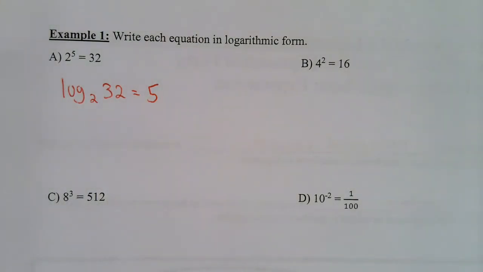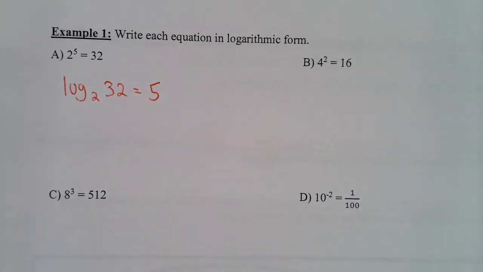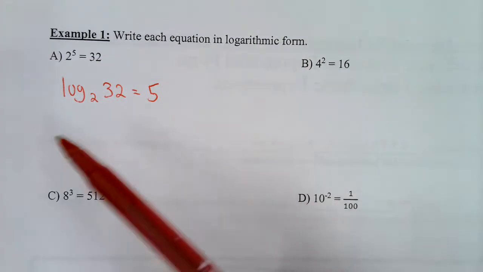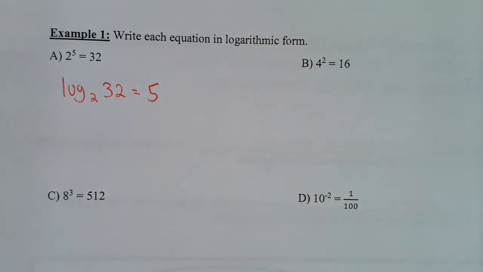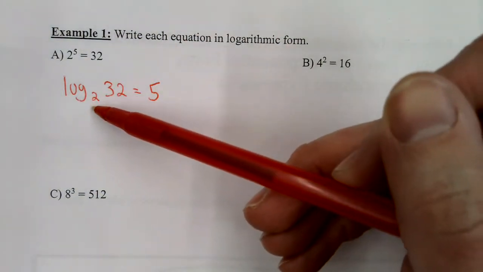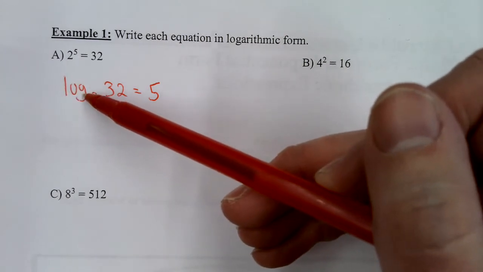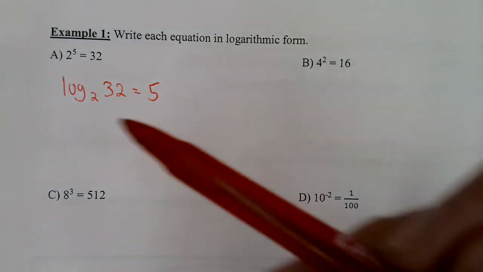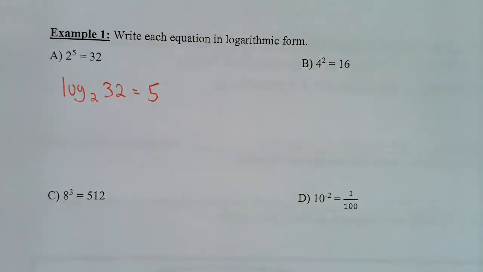Okay, so like I was saying before, I took this equation, which was in exponential form, and I rewrote that in logarithmic form. Okay, so again, this 2 is like your subscript. It's not in line with the log. See how log is up a little bit? 2 is a little below that. Okay, and the 32, that's called your argument.